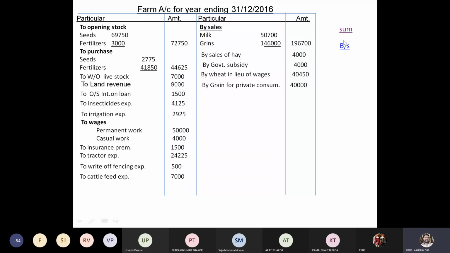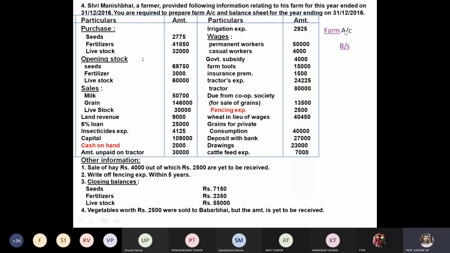Go to the sum. Here we have to consider the adjustment. Adjustment number 1 completed, 2 completed, 3 closing balance. Okay, so we will take here seeds and fertilizer. So first effect will be given on the credit side of the farm account. Second effect will be given on the asset side. Okay. Go to the farm account.